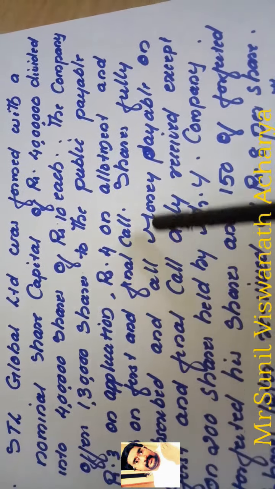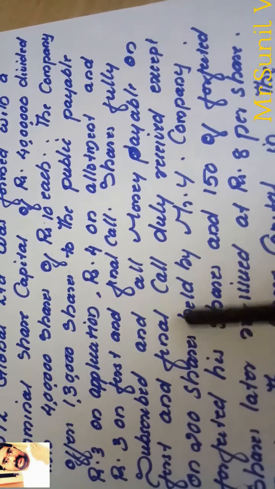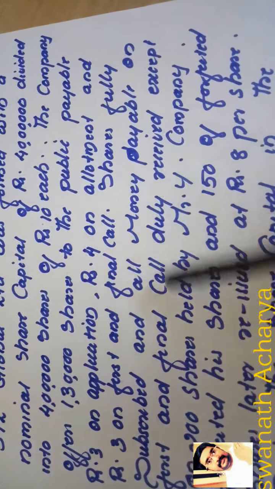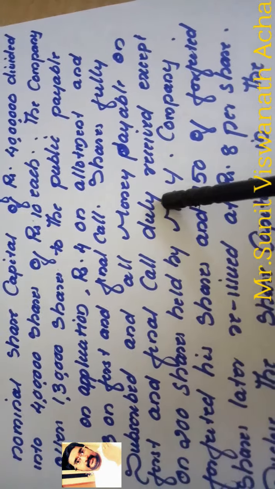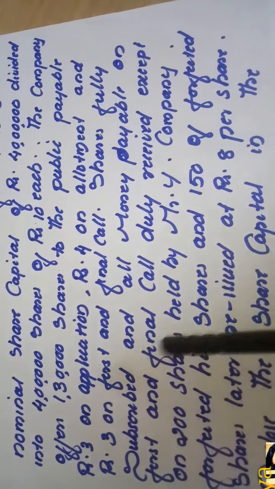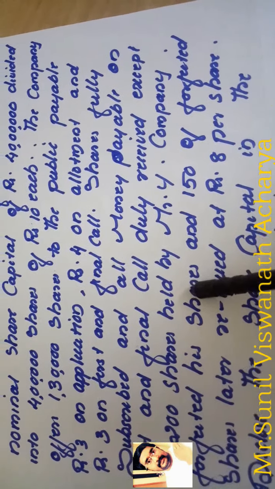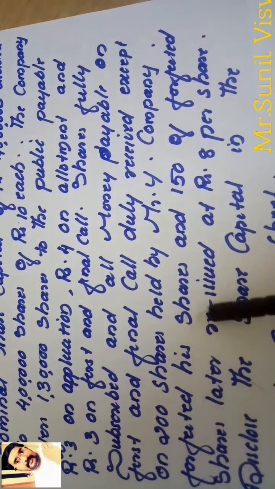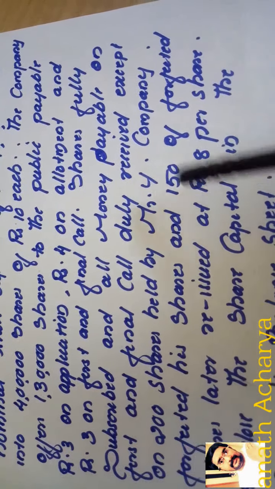Okay. And all money payable on first and final call duly received except 200 shares held by Mr. Y. So every share's money, first and final call money also we received. But one shareholder, Mr. Y, having 200 shares, did not pay the first and final call money. First and final call money how much? 3 rupees. Those 200 shares not paid. So what did the company do? The company forfeited his shares. Okay, forfeited means cancelled. And 150 of the forfeited shares were later reissued.